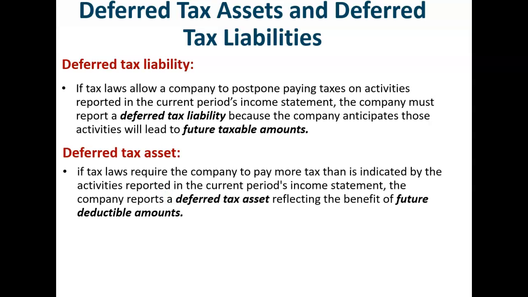On the other hand, if tax laws require the company to pay more tax than is indicated by the activities reported in the current period's income statement, the company reports a deferred tax asset reflecting the benefit of future deductible amounts. Each year's tax expense reported in the income statement includes not only a current portion related to taxes payable in the current year, but also a deferred portion that includes any changes in deferred tax assets and liabilities.